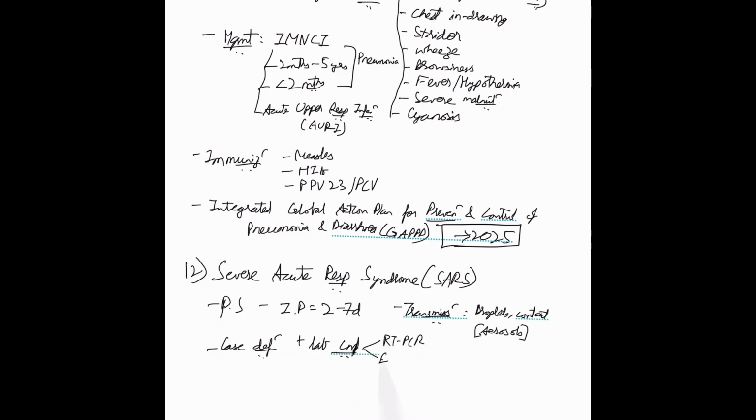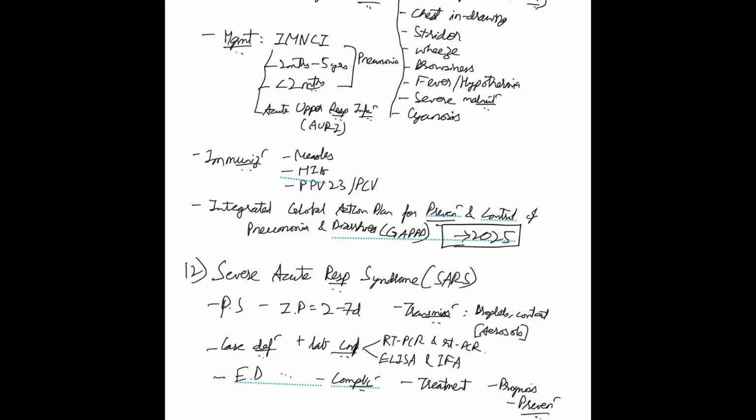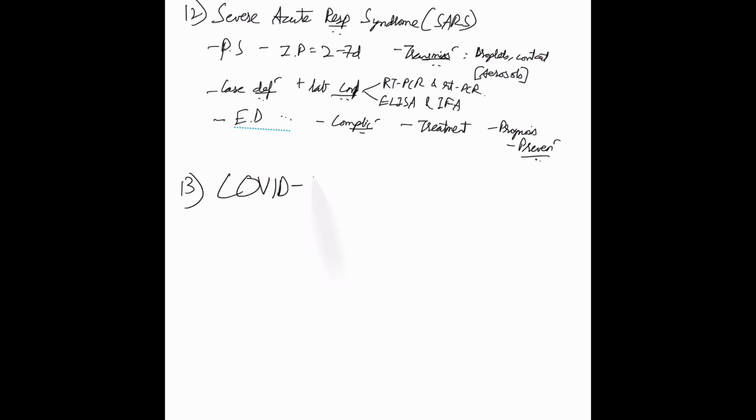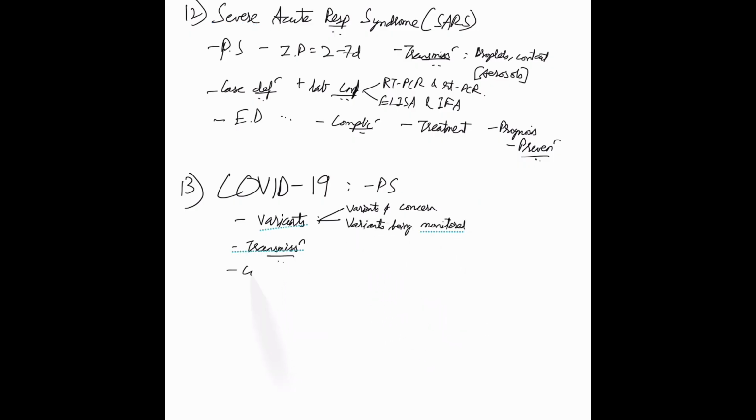Then you know the case definition of a SARS case plus laboratory confirmation, which can be via RT-PCR or real-time PCR, and ELISA and immunofluorescent assays, and epidemiological determinants, which are the same as usual, and complications, treatment, prognosis, and prevention. Now we have a virus that has disrupted all of our lives for the past 5 years and slowed down time for us.